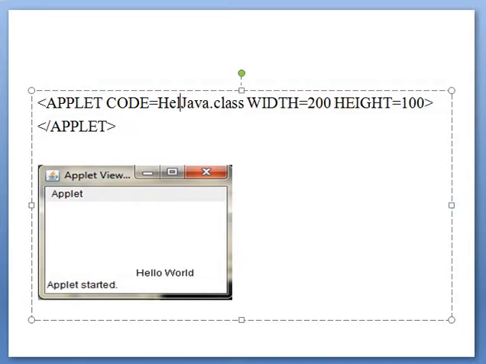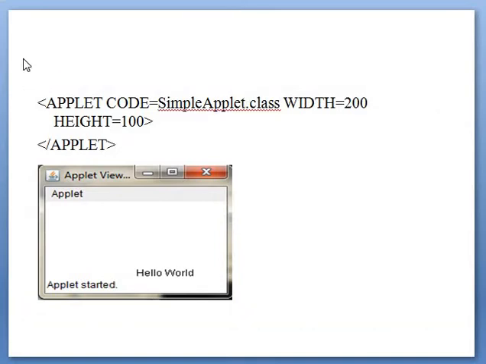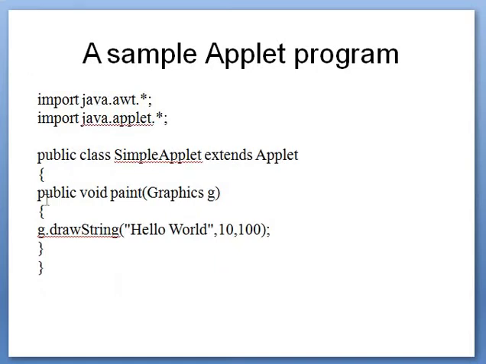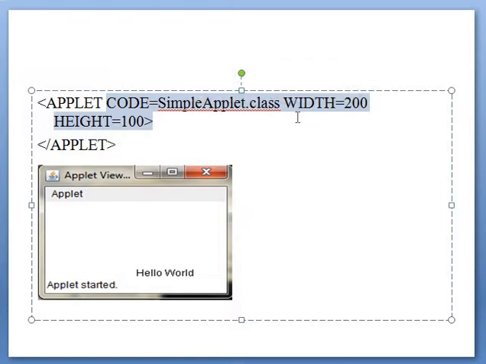Here we need to place it as simple applet, dot class, because in our previous example the applet name is simple applet. After compilation, the generated class file name is simple applet.class. That is embedded using the code property of the applet tag. So code is equal to simple applet.class, and we will be specifying the width and height of the display area.